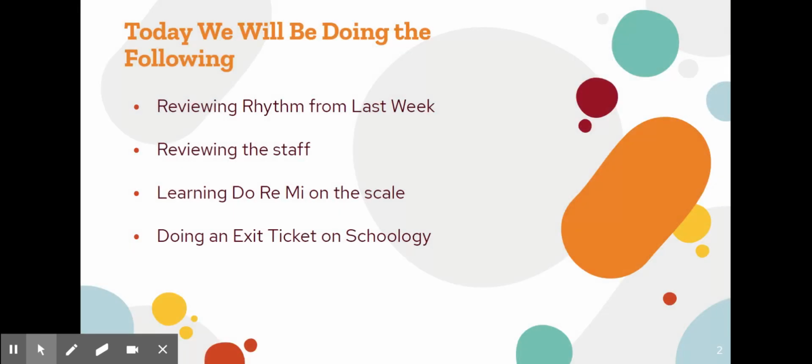Okay, so today we'll be doing the following. We will review rhythm from last week, and we will review the staff, labeling the staff, looking at every single part of the music that we read. And then finally, what I'm so excited for everybody to be learning this week is learning do, re, mi on the scale. Woo! I'm so excited for that. And then finally, we'll do an exit ticket on Schoology.